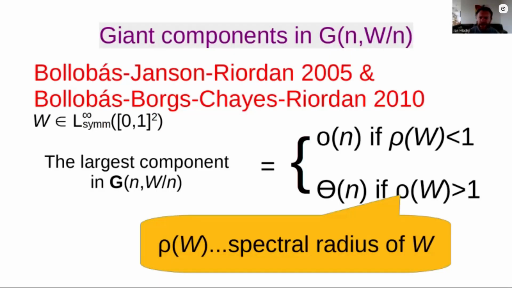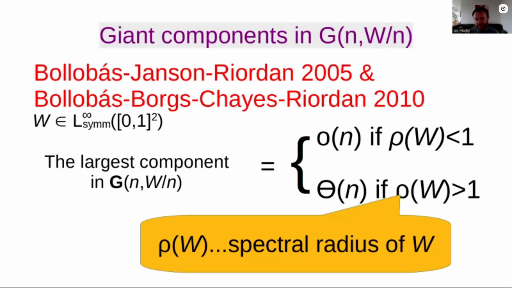And let me just say, Bollobás, Janson and Riordan in fact introduced a slightly more general model than what I'm talking about, but the price they have to pay for this extra generality is that they can only work with graphons which are continuous on the unit square. Okay, now you could obtain this theorem even for discontinuous graphons by the subsequent work by Bollobás, Borgs, Chayes, and Riordan. Somehow I want to emphasize it already here.